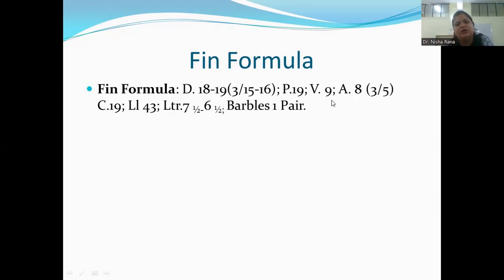V showing ventral fin rays will be 9, and A showing anal fin rays will be 8 in total, but 3/5 is showing that 3 will be spines and 5 will be soft fin rays. Caudal 19 showing the caudal fin rays will be 19. LL43 means lateral line scales. It means the number of scales on the lateral line will be 43.